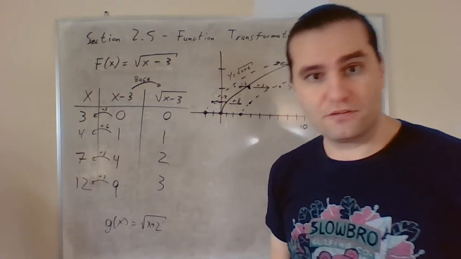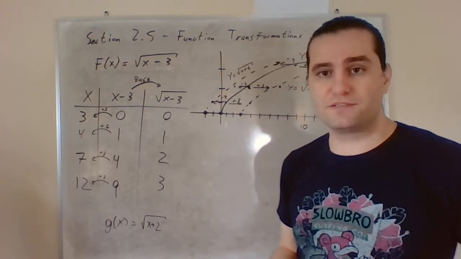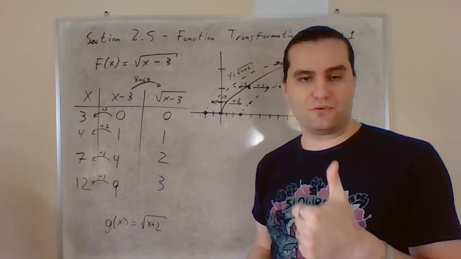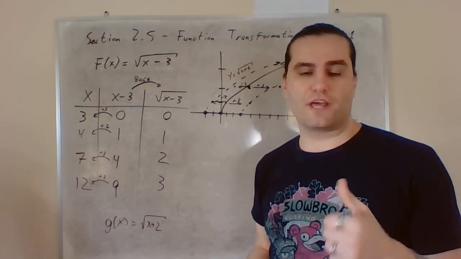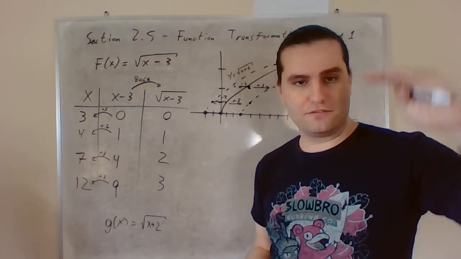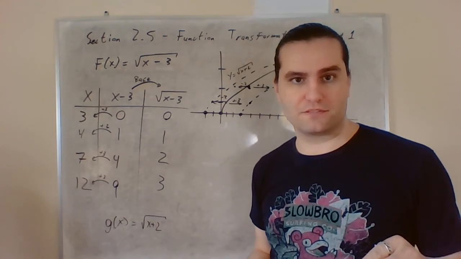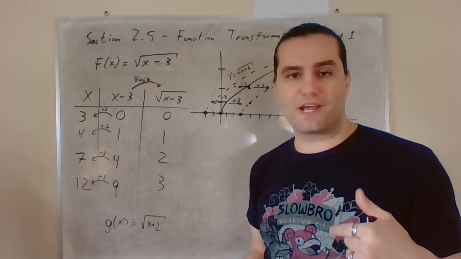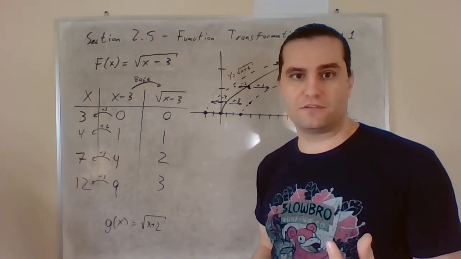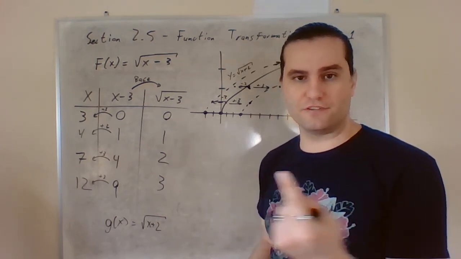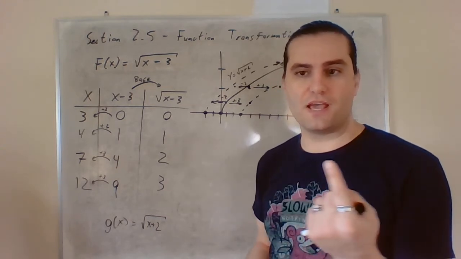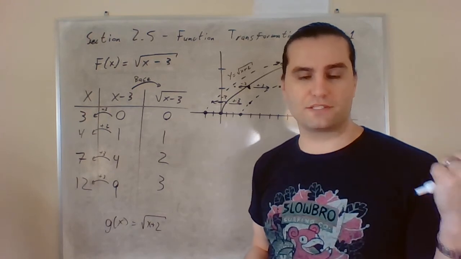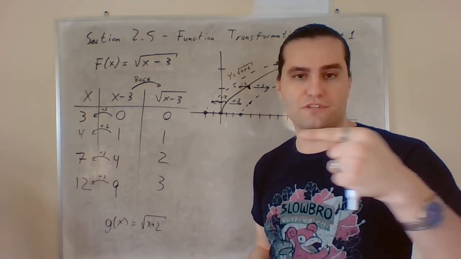So far, the moral of the story, I think, is when you add or subtract outside the function, that creates a vertical shift, and it goes in the direction you expect. Addition is up, subtraction is down. When you add or subtract inside the function, that creates a horizontal shift, and it goes in the opposite direction you would expect. Subtraction goes to the right, addition goes to the left.